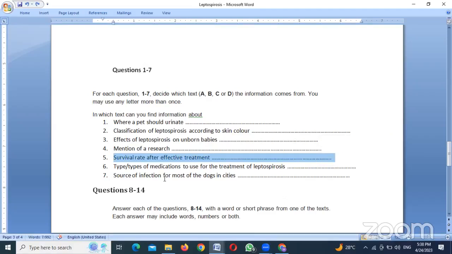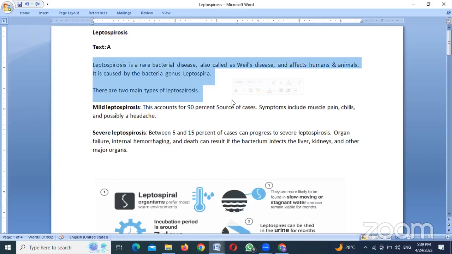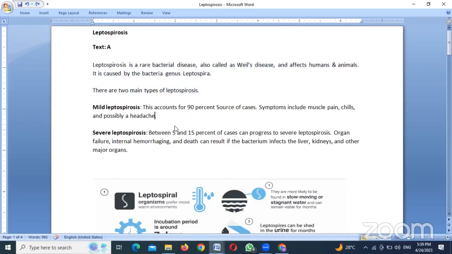Okay, so I will show the text. Survival rate after effective treatment. Okay, I will show you quickly. This is leptospirosis, general information about leptospirosis. Maybe somebody else has joined recently. Types of leptospirosis, mild and severe.